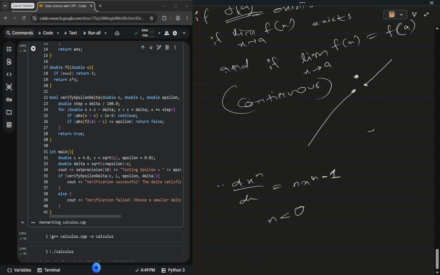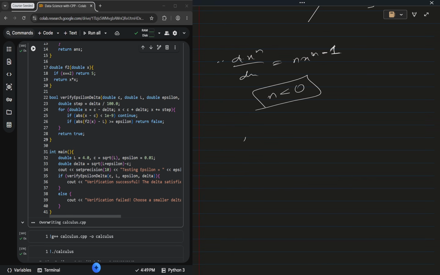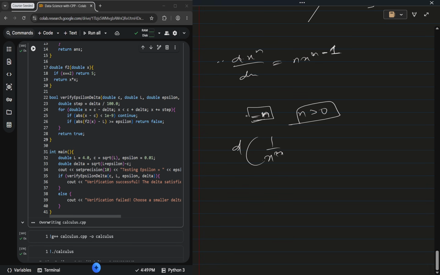For that we'll be proving the chain rule as well. So for now we just have n less than 0. Let's say we have to prove it for this. Let's try this right after this. So we have d of x to the power n by dx, actually I want to do x to the power minus n, where n is obviously greater than 0 for now. So the power is actually a negative number.